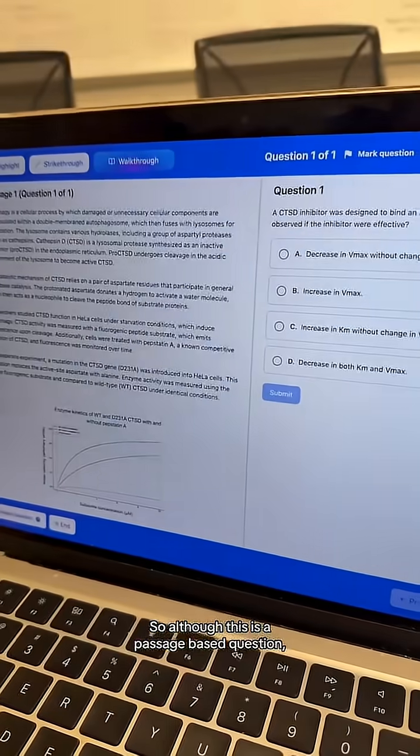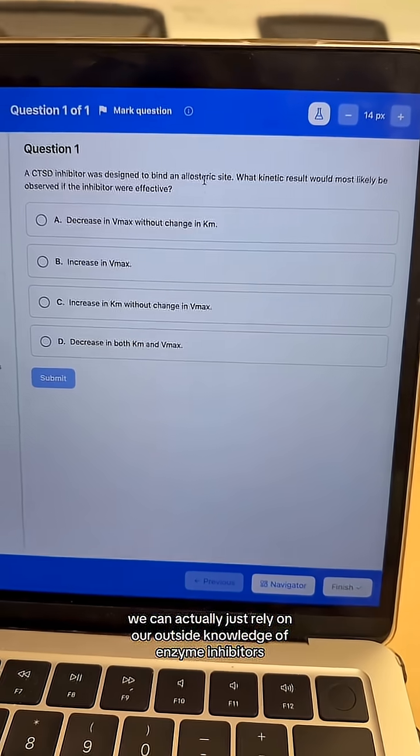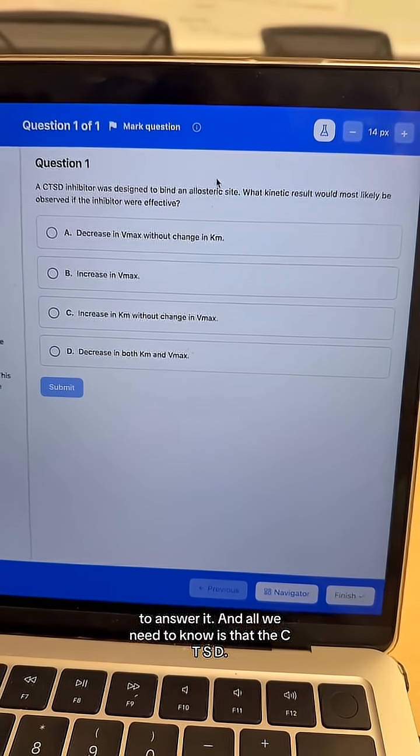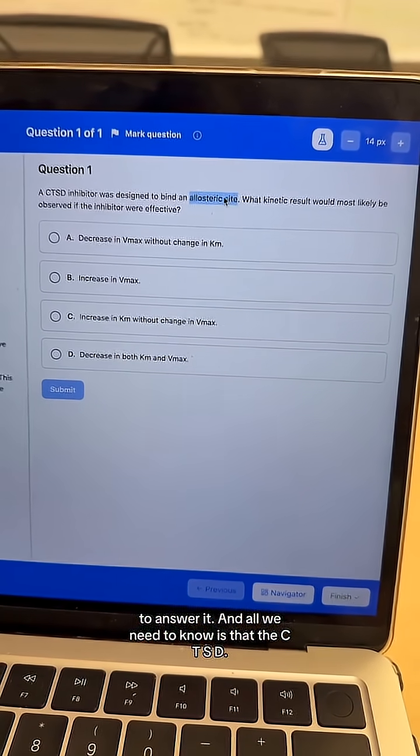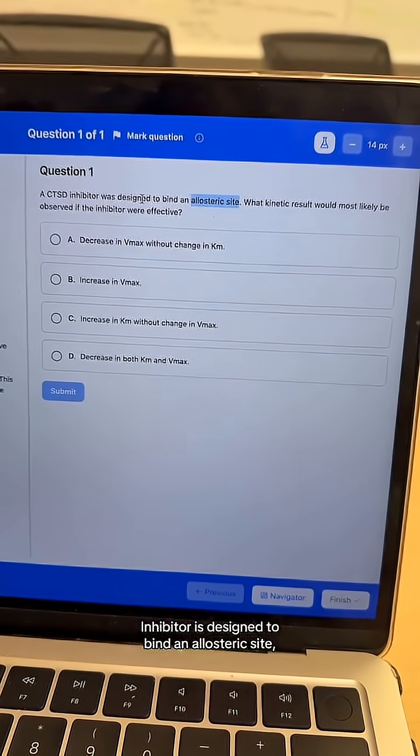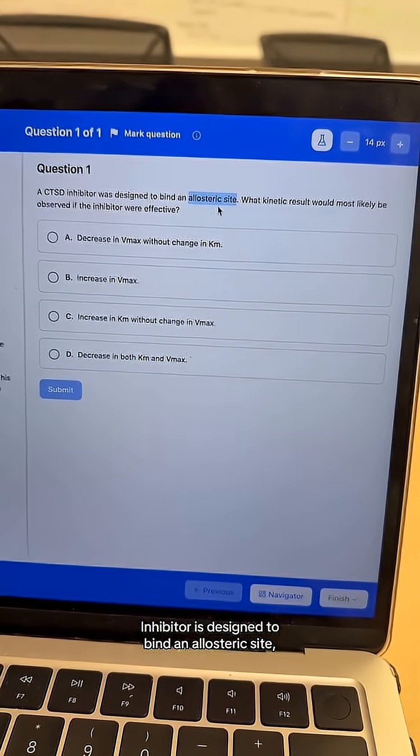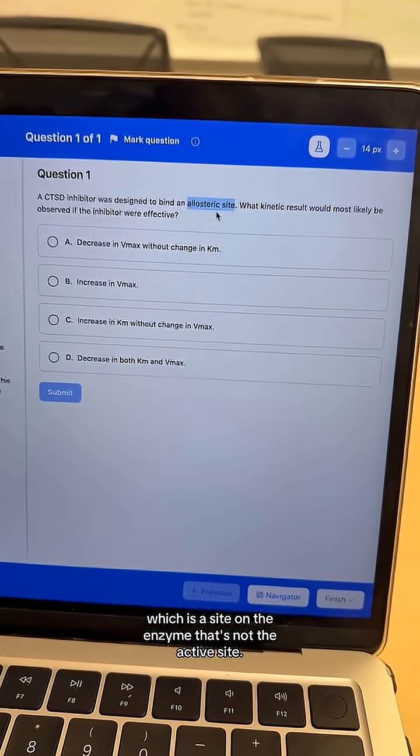So although this is a passage-based question, we can actually just rely on our outside knowledge of enzyme inhibitors to answer it. And all we need to know is that the CTSD inhibitor is designed to bind an allosteric site, which is a site on the enzyme that's not the active site.